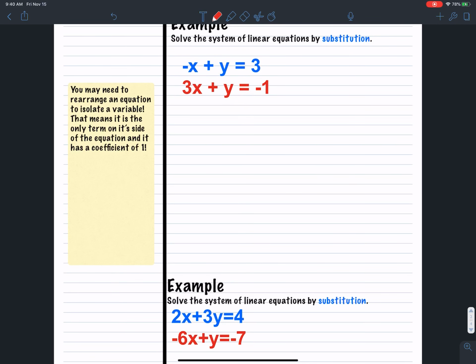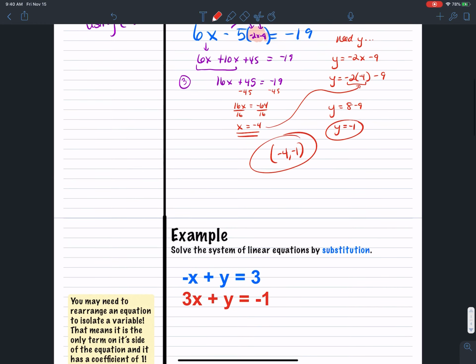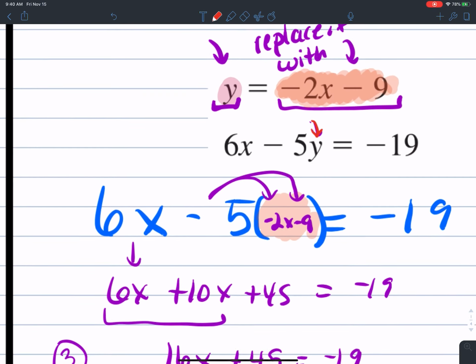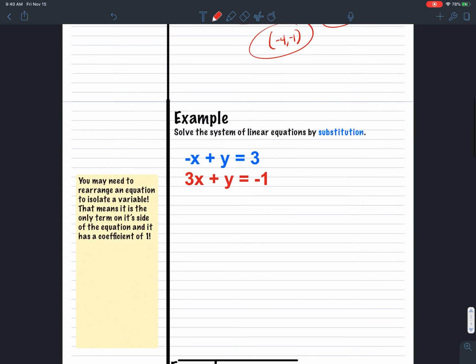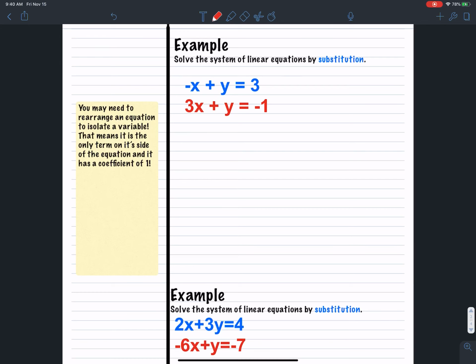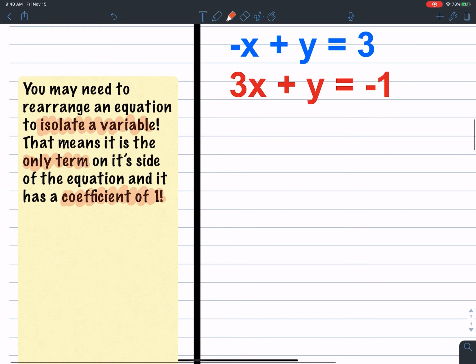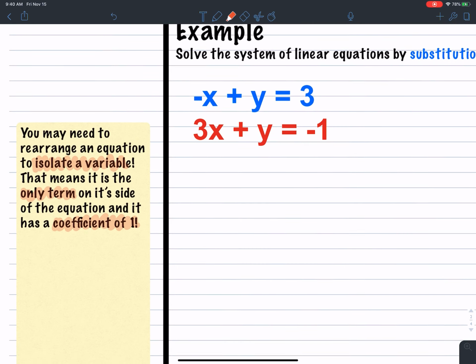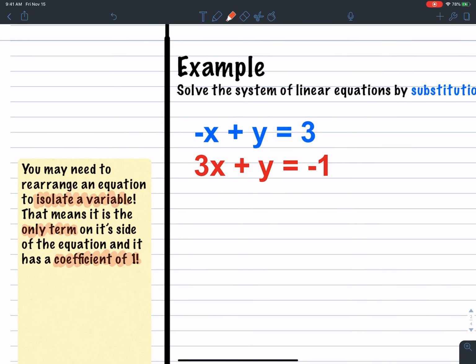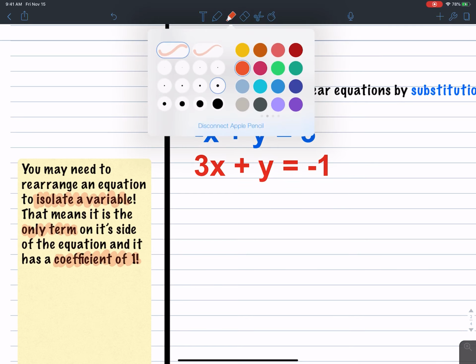The way that these are different is we don't have a variable that's already all alone. Like we did here, equation number 1 was very easy for us because it started with y by itself. So here, the big idea is we may need to rearrange equations to isolate a variable. Just recall when I say isolate a variable, it should be the only term on its side of the equal sign, and there should be a 1 in front of it. With this one, there isn't a variable that's all alone because the x's and the y's are on the same sides, and that would be our first thing that we'd need to fix.